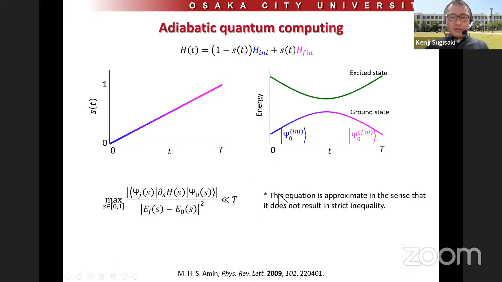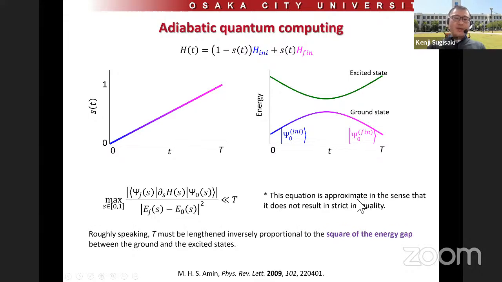But also, it should be noted that this equation is approximate in the sense that it doesn't result in a strict inequality. Roughly speaking, this evolution time t must be lengthened inversely proportional to the square of the energy gap between the ground and excited state.